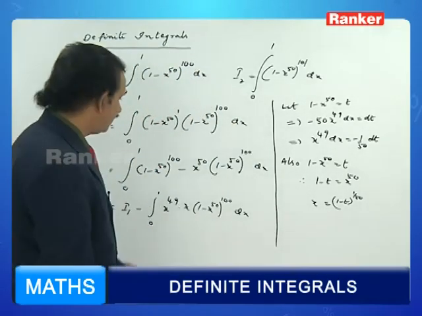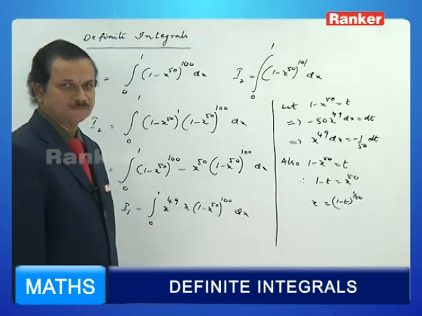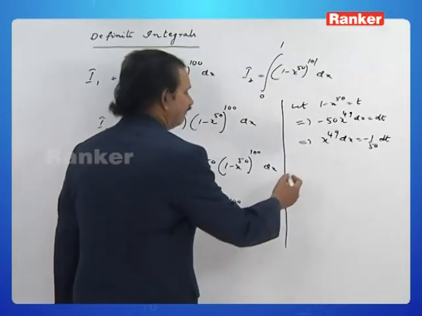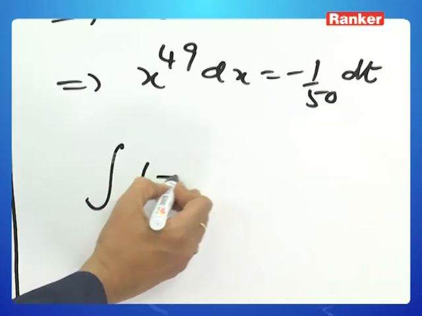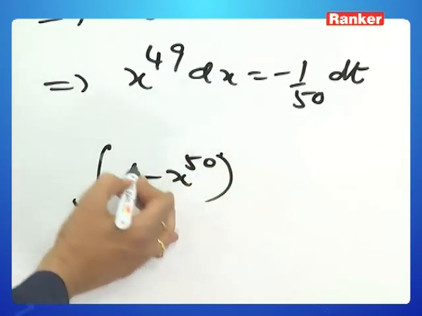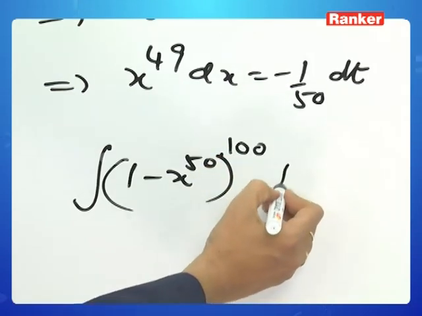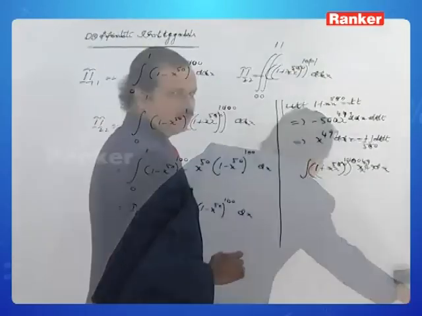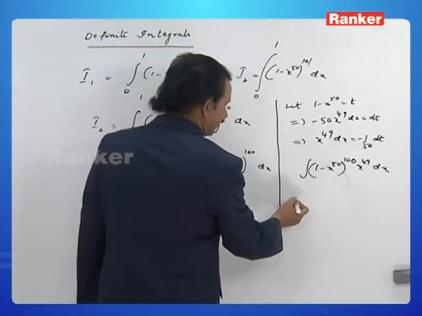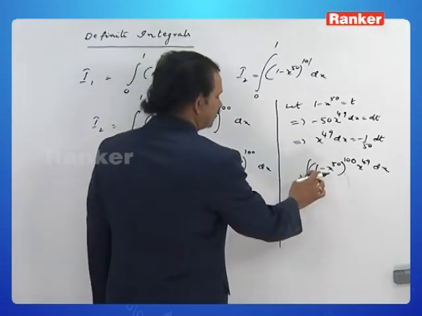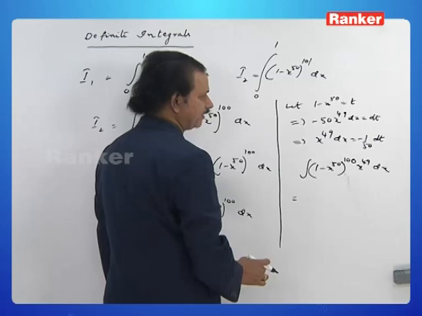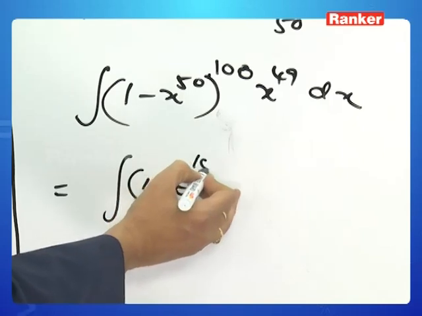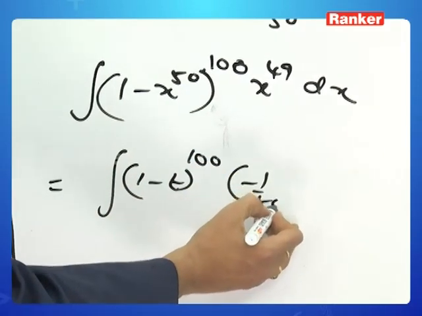Well, I hope you follow up to that extent. I would like to remove this. We shall repeat it once again. Let us first have the integral of (1 minus x to the power of 50) whole to the power of 100 into x to the power of 49 dx. First of all, let us calculate this simple integral. This is equal to (1 minus t) whole to the power of 100 into minus 1 by 50 dt.